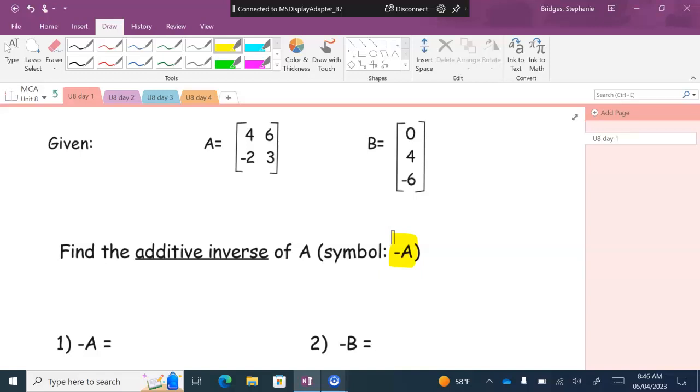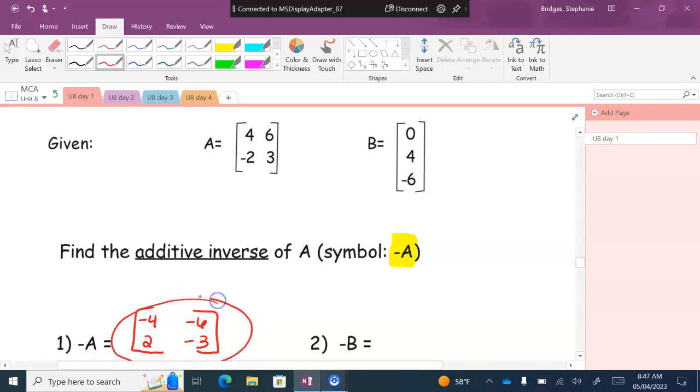So if I wanted to find the additive inverse of matrix A, my first row in my matrix is a +4 and a +6. So what would those be? -4 and -6. You're literally changing the signs of the numbers. My second row is a -2 and a +3. What would that turn to? Positive 2, negative 3. That is the additive inverse of A. So take a minute and do the same thing for B.